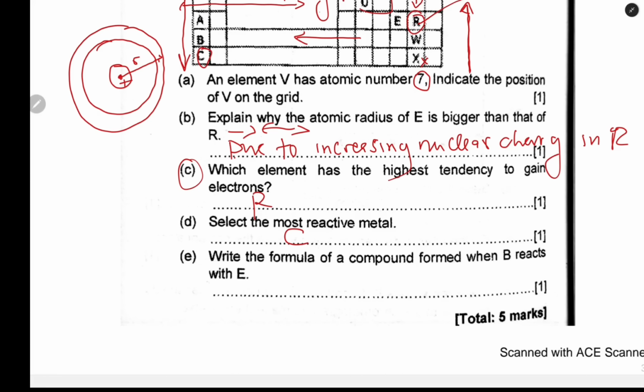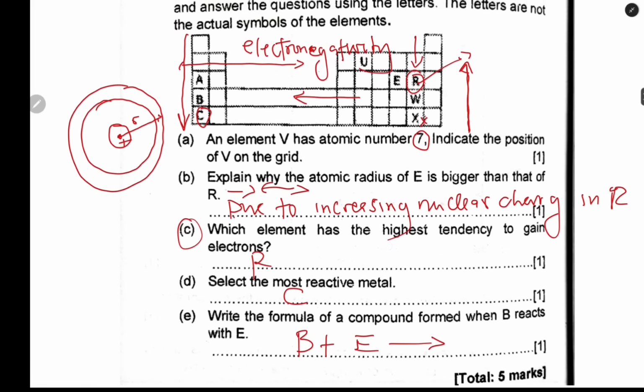Write the formula of the compound formed when B reacts with E. So here, do not act clever and try to identify what B and E are. You can just use the symbols given. So B reacts with E. What is going to form? Now you know that when you are writing a chemical equation, you need the valences. So how do you identify the valences? Just on the periodic table.